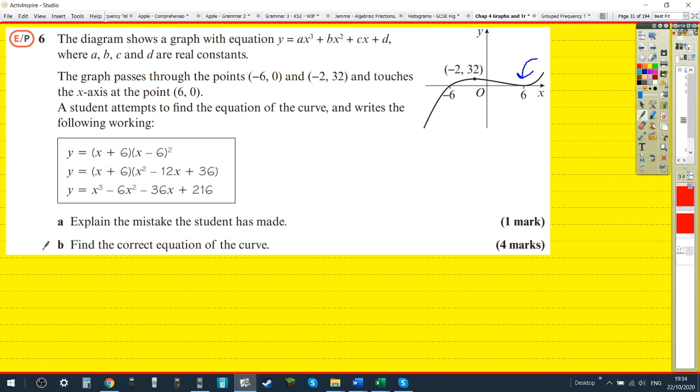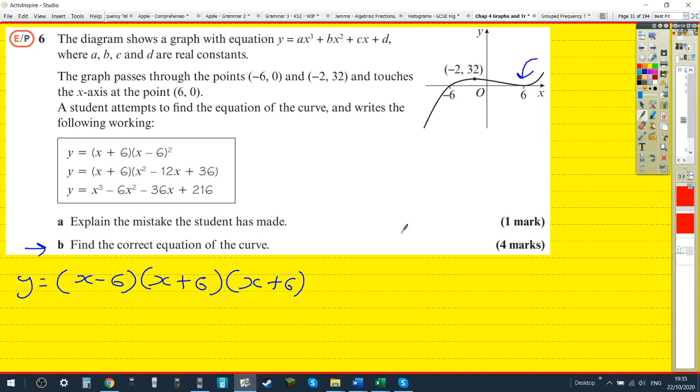So I think for these, it's usually easier to do B first. So just find the correct equation yourself. Okay. So yeah, like you said, it's x minus 6, x plus 6, x plus 6. Does that work for this coordinate? Minus 2, 32. No, I don't think it does because 36 times 6 is 216. And that's not the y-intercept.